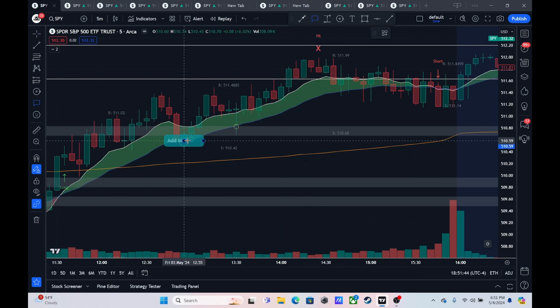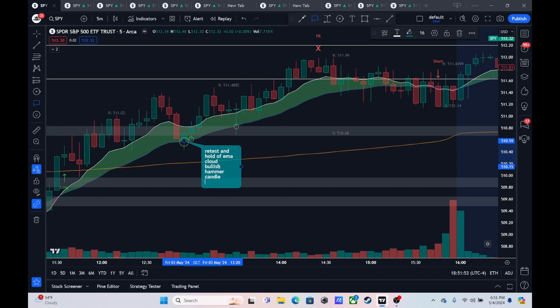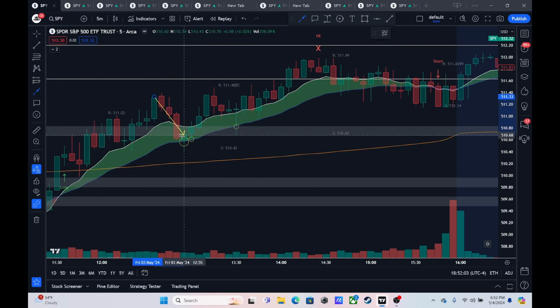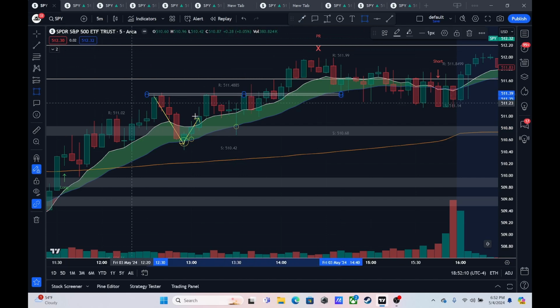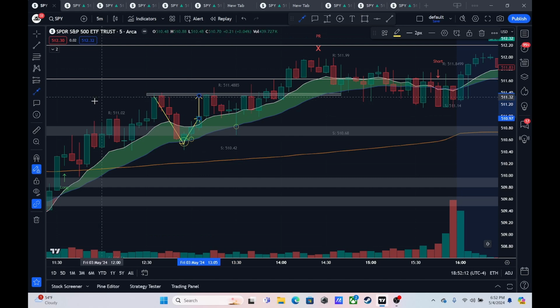So for example, here we have a retest and hold of the EMA cloud, and then you'll see a bullish hammer candle, and then we have a close back above the EMA cloud. When I see that happen, we also have a strong uptrend. I get a pullback into the EMA cloud, I see it hold, and then I see it close back above. I like to draw this level of resistance that stems from the initial push into the EMA clouds, and then I will take a scalp position into that same level with a stop below the EMAs. And you can see here it worked out pretty nicely.